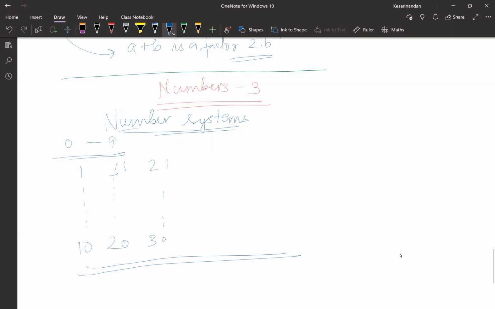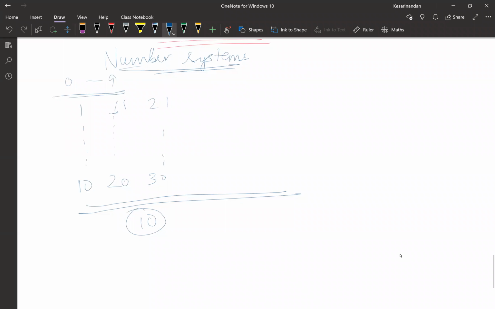What is the base of this number system? 10. Perfectly. Anybody who does not know how we came to 10? Anybody having any doubt why this 10? If so, I'll explain it.